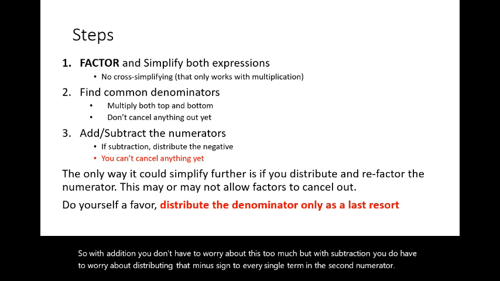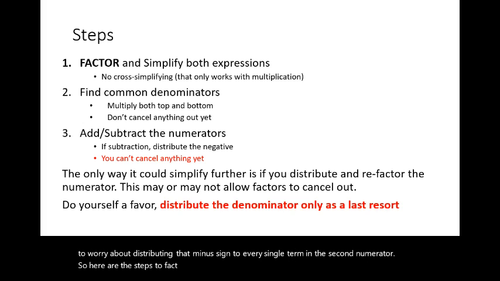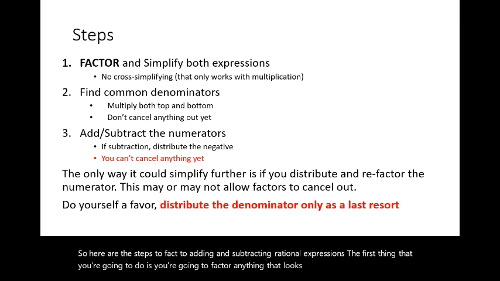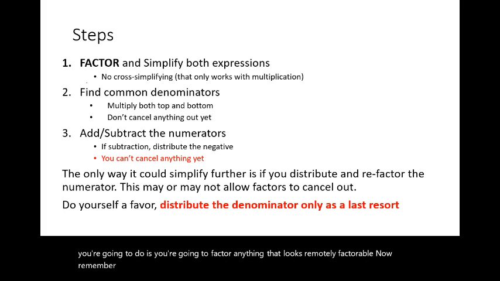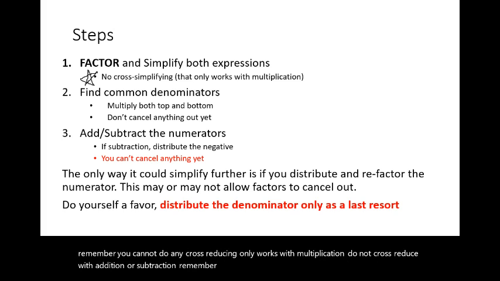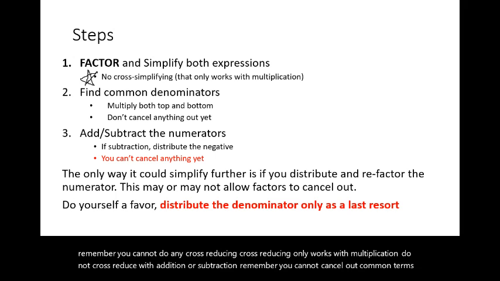So here are the steps to adding and subtracting rational expressions. The first thing that you're going to do is you're going to factor anything that looks remotely factorable. Now remember, you cannot do any cross-reducing. Cross-reducing only works with multiplication. Do not cross-reduce with addition or subtraction. Remember, you cannot cancel out common terms across addition or subtraction.